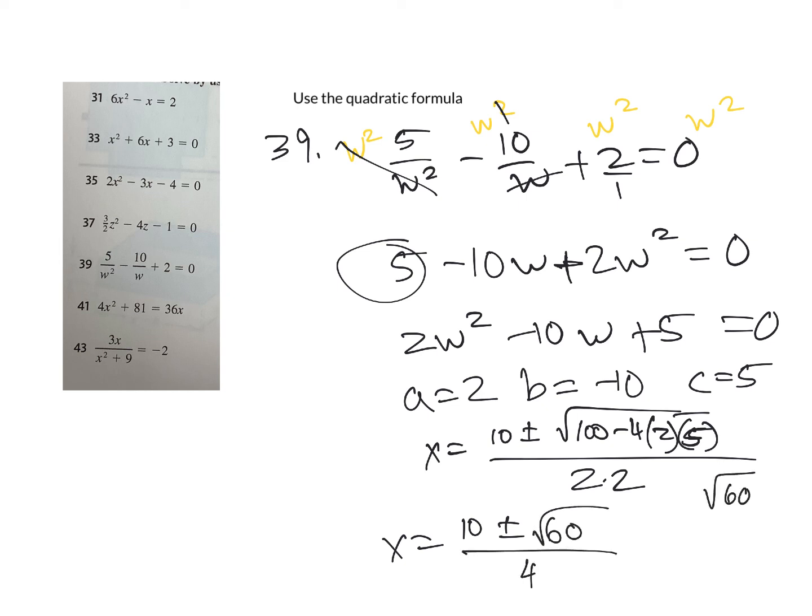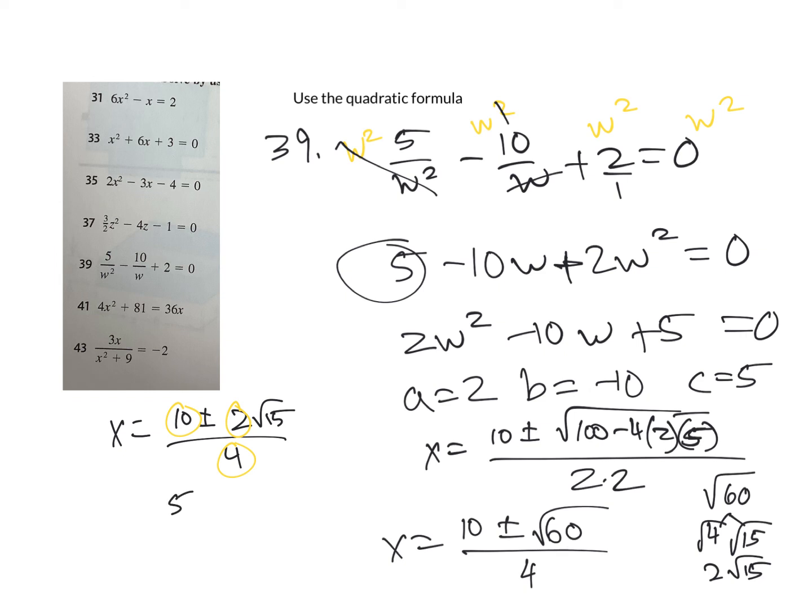60, let's see here, 15 times 4 is 60. So that's going to be 2 square root of 15. All right, so x equals 10 plus or minus 2 square root of 15 all over 4. So again, everything is divisible by 2. So that's the shortcut. So we have 5 plus or minus square root of 15 over 2. And that would be what your x's are, your x-intercepts. All right, let's go on to number 41. Getting closer.